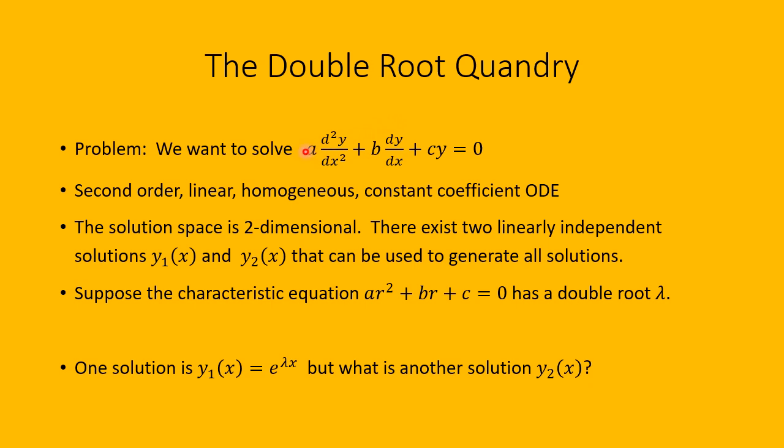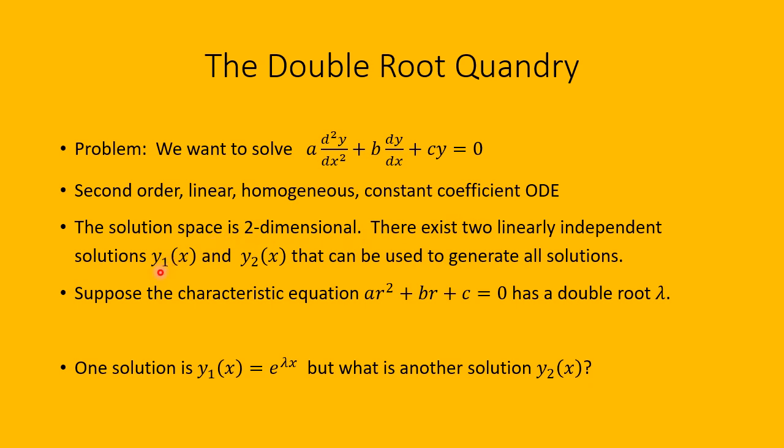So we're going to be considering a times the second derivative of y with respect to x plus b times the first derivative of y with respect to x plus c times y equals 0, where a, b, and c are constants. This is a second order linear homogeneous constant coefficient ordinary differential equation. So we know that the solution space for this differential equation is two-dimensional. So there have to exist two linearly independent solutions.